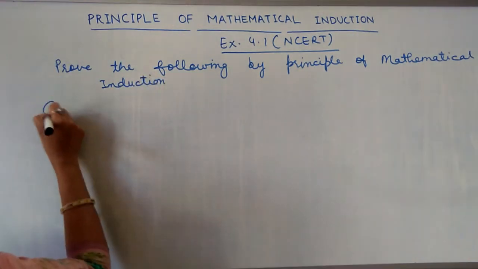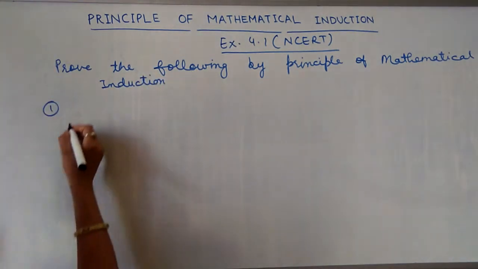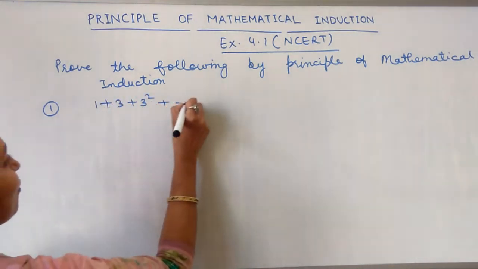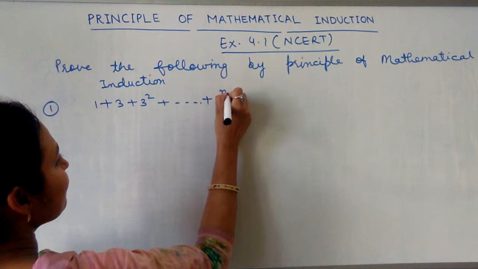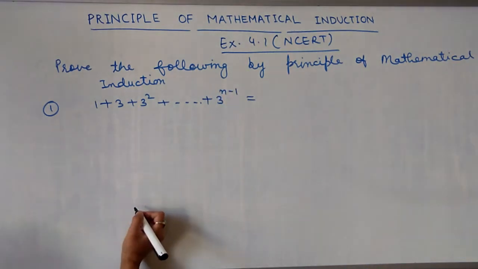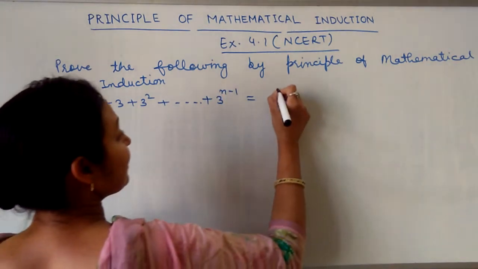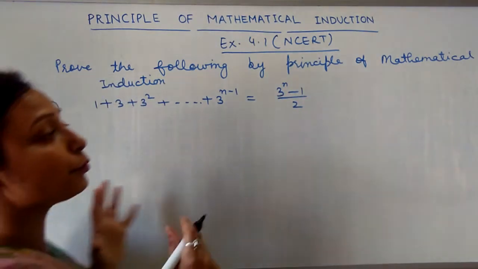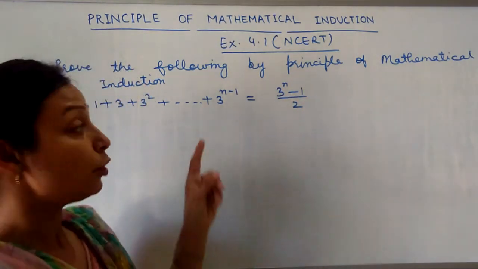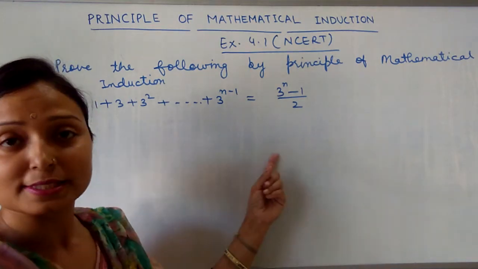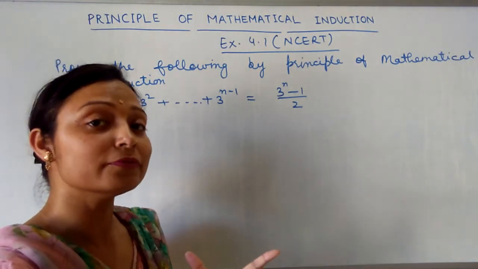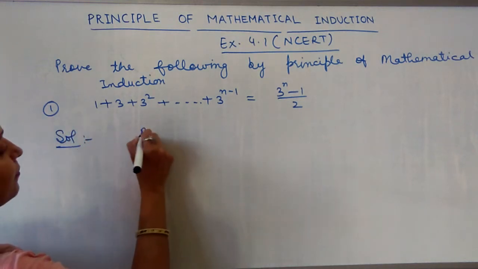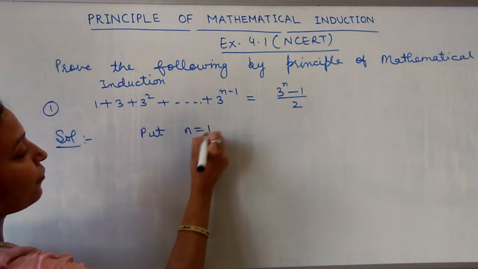The first question is given as 1 plus 3 plus 3 square plus so on, up to 3 raised to power n minus 1, equals 3 raised to power n minus 1 upon 2. So you have to use those 3 steps to prove this statement. Okay, so how can you prove? See, when you start the solution, put n equals to 1 first of all.